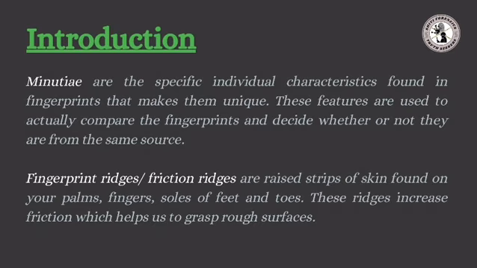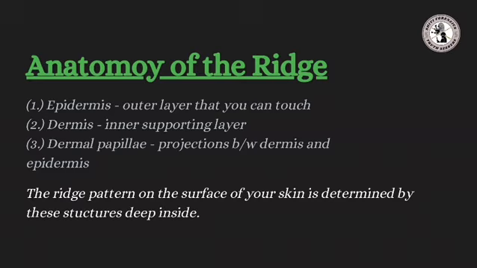They are the raised strips of skin found on your palms, fingers, the soles of your feet and toes. As the name suggests, these ridges increase friction and help us to grasp rough surfaces. Now let's look at the anatomy of a ridge.